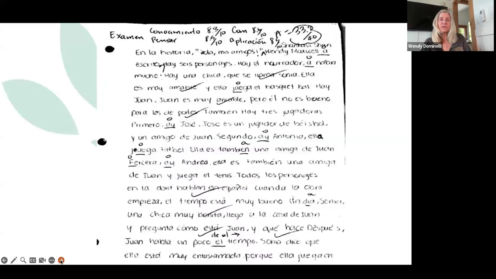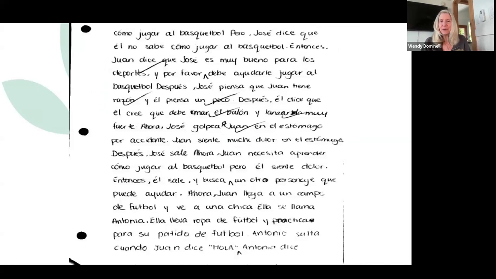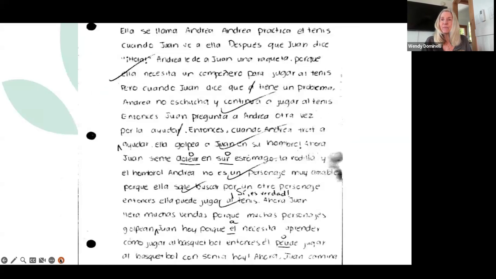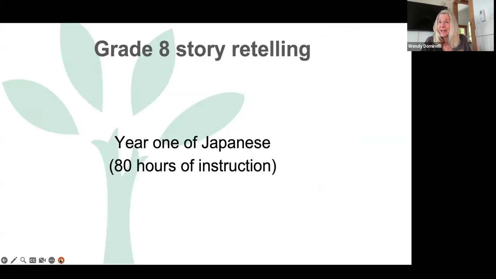And the student, of course, in grade 11 is going to write much more, it's going to be much more detailed. It's going to have better spelling, better punctuation, but it's exactly the same process, no matter what the age we're working with and no matter what the language.